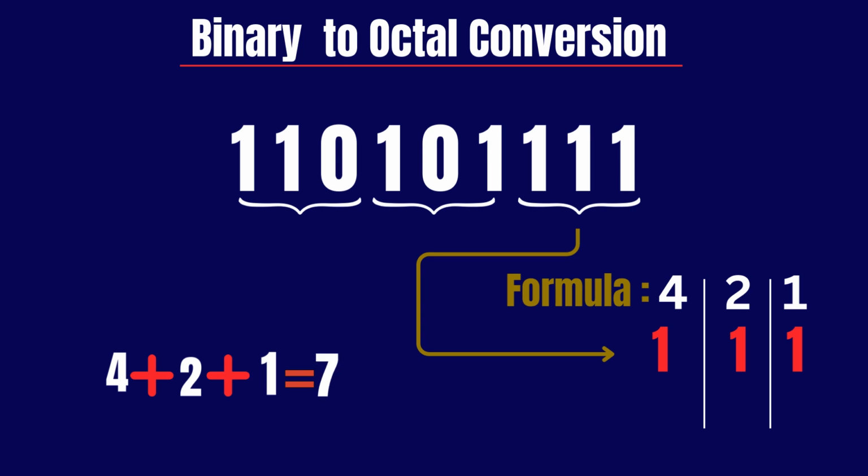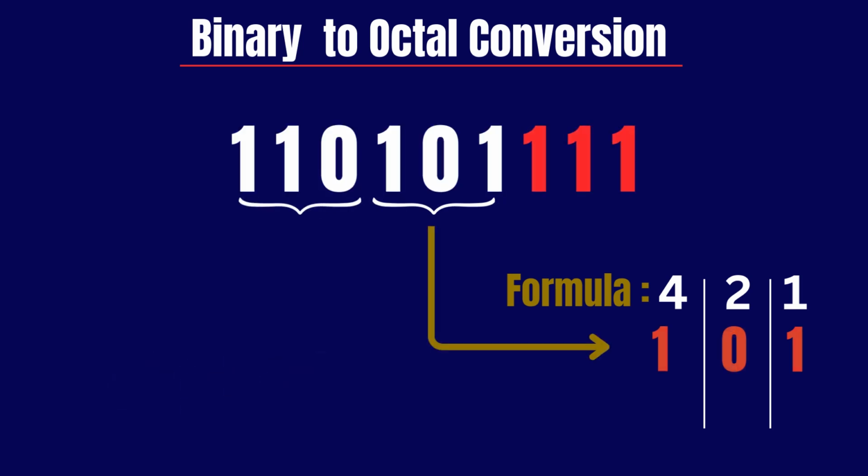Next we take another 3-digit segment and apply the same formula. Adding them up where it's 1. As like, 0 would be ignored. The octal digit of this segment is 5.